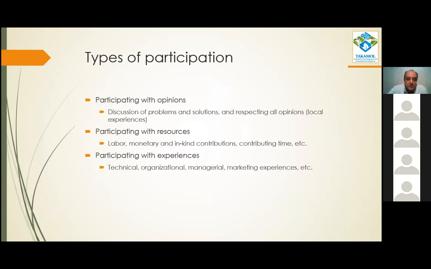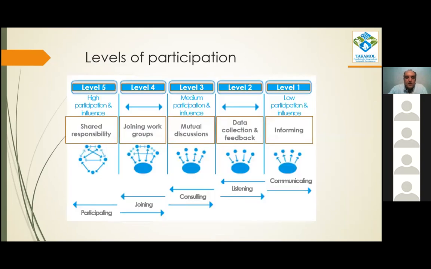But you can also participate with experience. You have technical experience, organization experience, managerial, marketing experiences, so you can share with them. So these are different types of participation. This is the most important point in this presentation, which is the levels of participation.